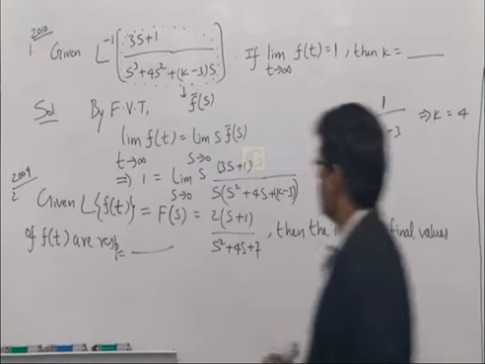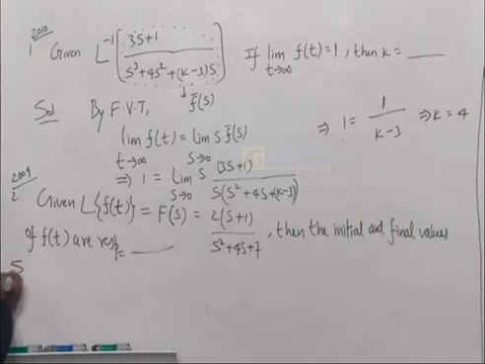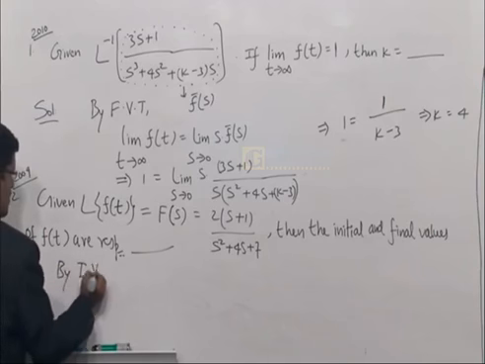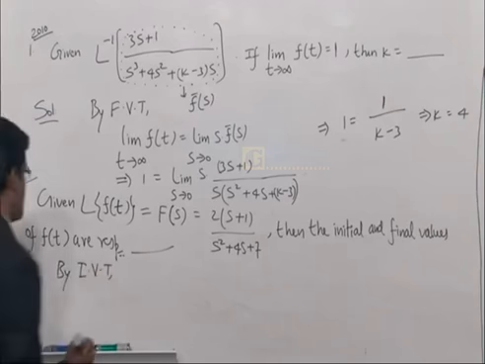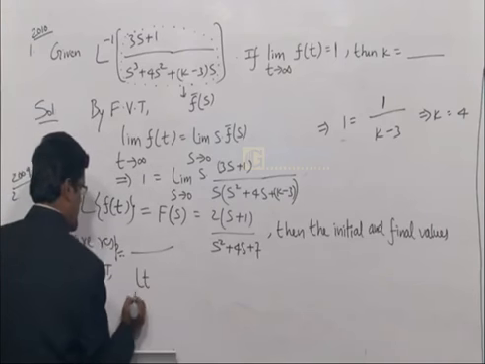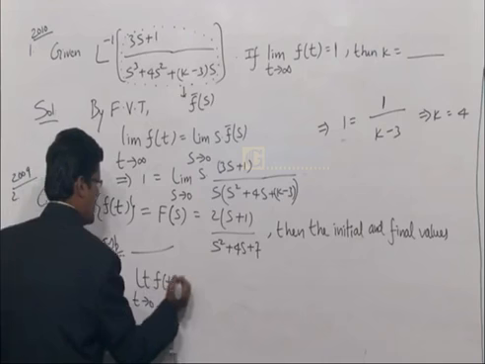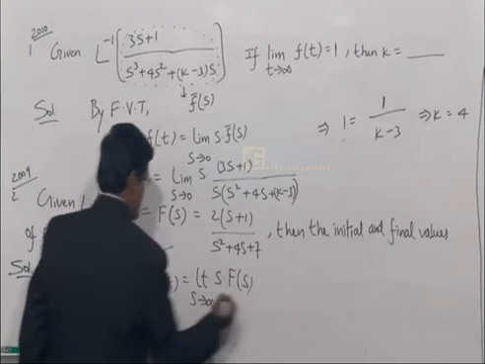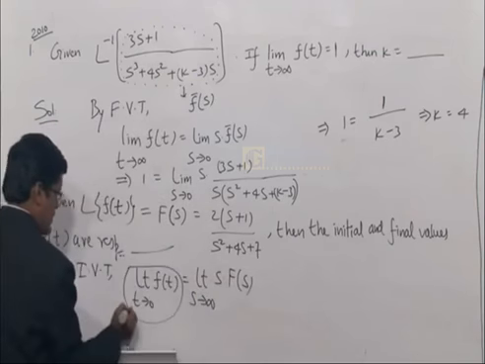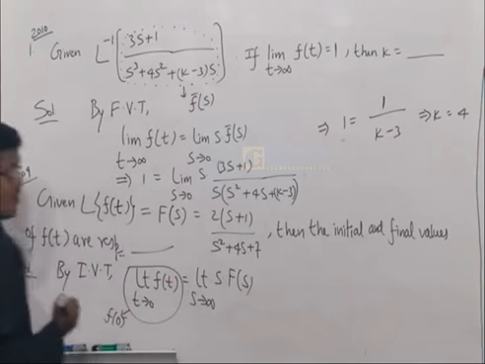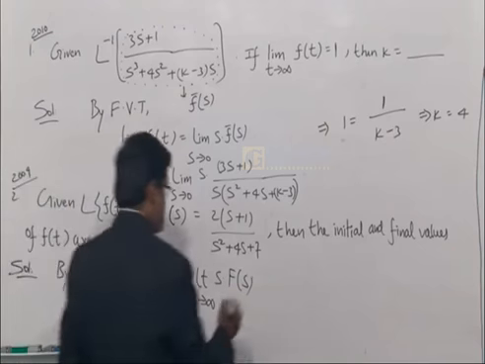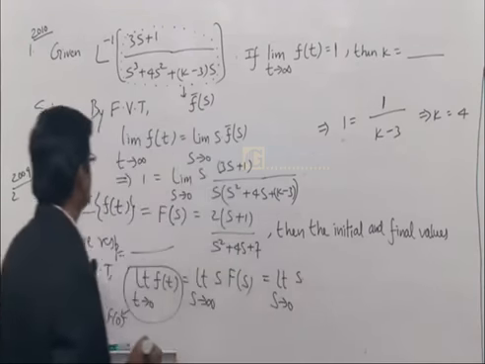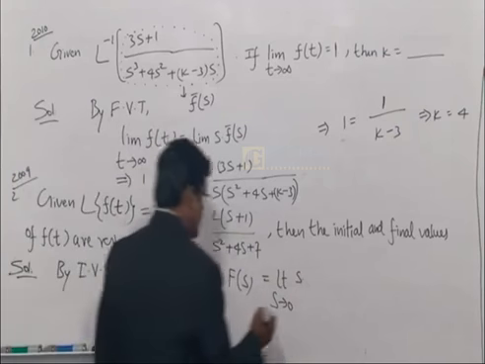So I am going to find only the initial value, because the final value I have already done. Solution: by using initial value theorem. IVT stands for initial value theorem. Limit t tends to 0 f of t is equal to limit s tends to infinity s times f bar s, and this is also denoted as the initial value of f of t, given by f of 0. Now this is equal to limit s tends to infinity.